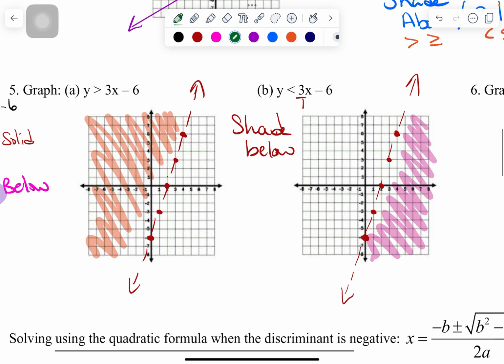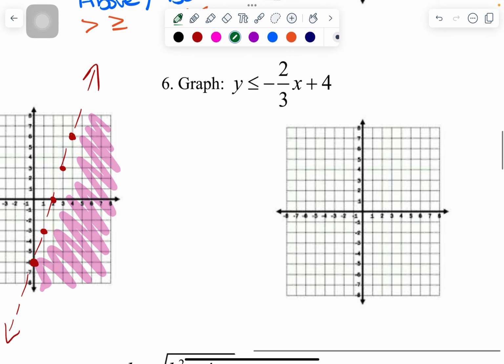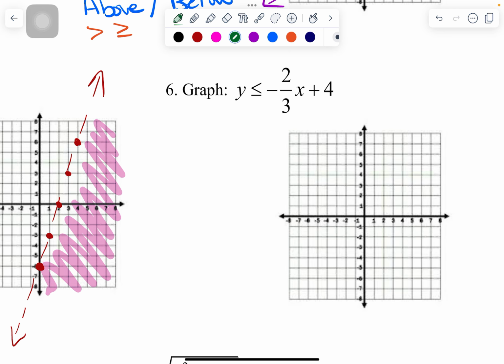All right, so now question number 6. Question number 6 is in the same format. So let's do the boundary line here. We're going to start off at +4. So 1, 2, 3, 4. And remember, you're always starting off on the y-axis.